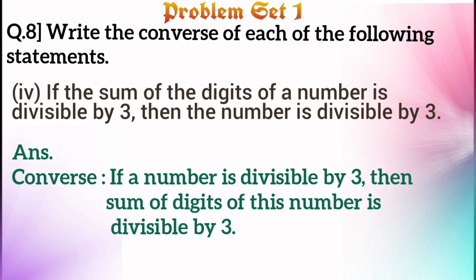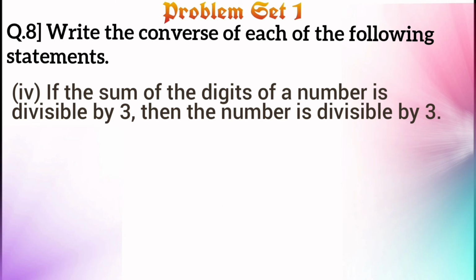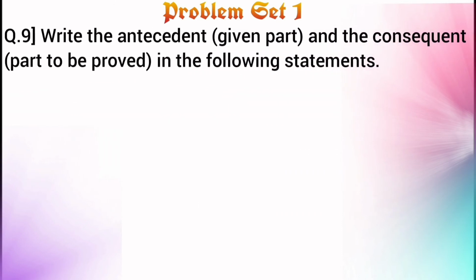So these are some normal sentences or statements you have learned from a very small age, like divisibility by 3 and complementary, supplementary. But now you'll understand that all these are mathematical statements, that is, conditional statements. So let's see question number 9. Write the antecedent, that is the given part, and the consequent, that is the part to be proved, in the following statements. So here some statements are given. We have to find out what is the given part and what is the to-prove part from those sentences.